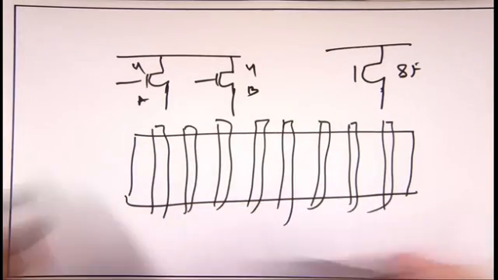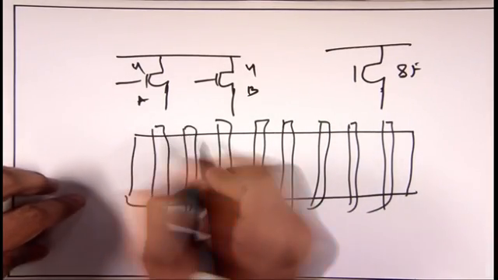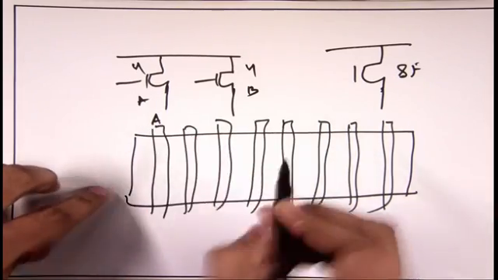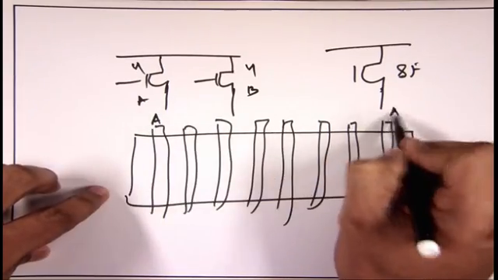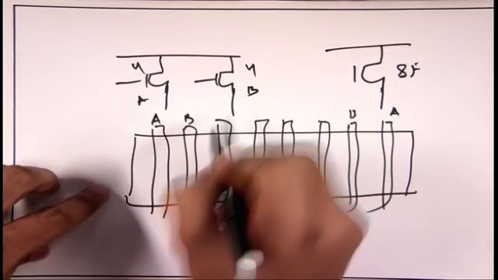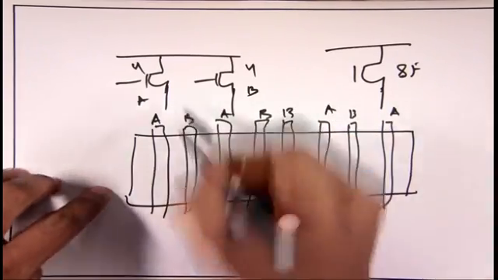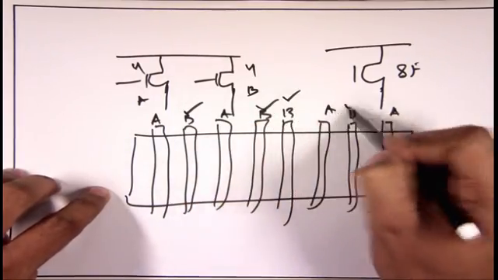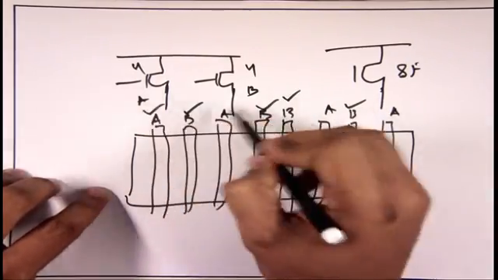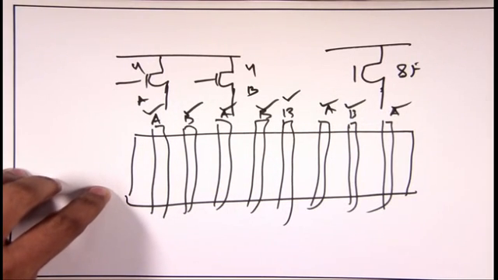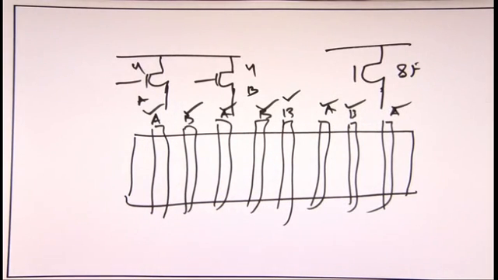So make it this way: suppose this is A and this is A, this is B, this is B, this is A, this is A, this is B, this is B. See, B, B, B, B, this is 4 transistors, and A, this is 4 transistors. So how will you benefit if you make this?